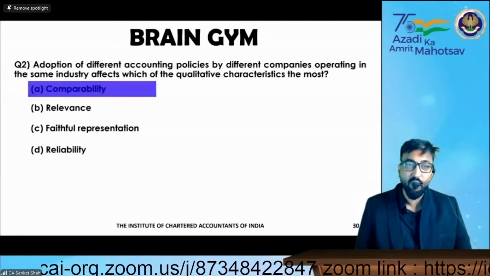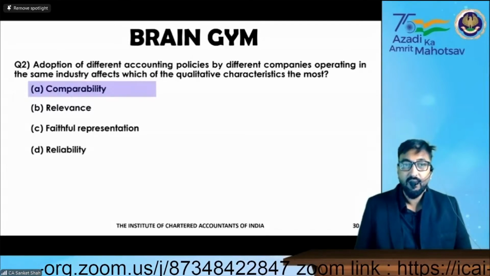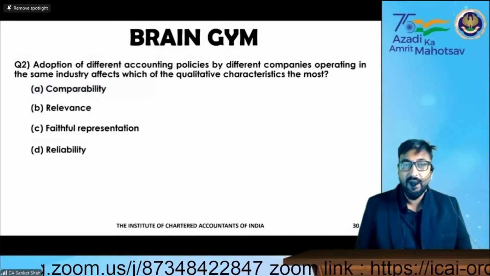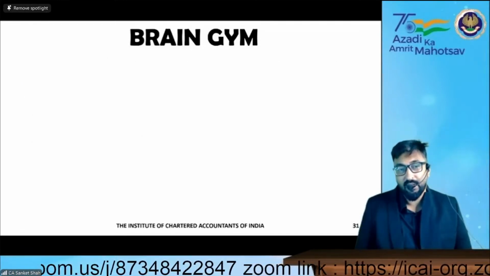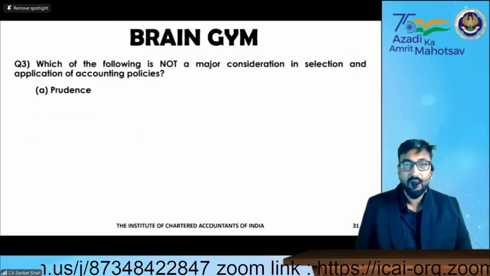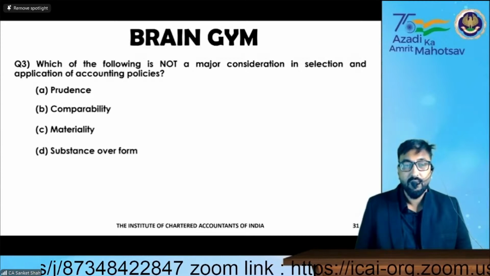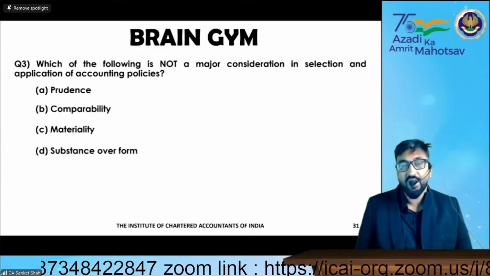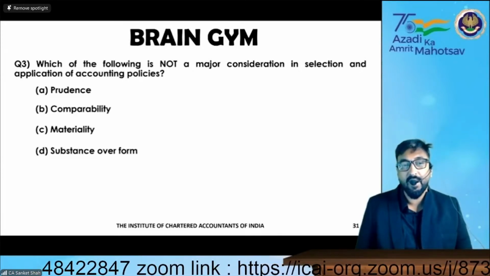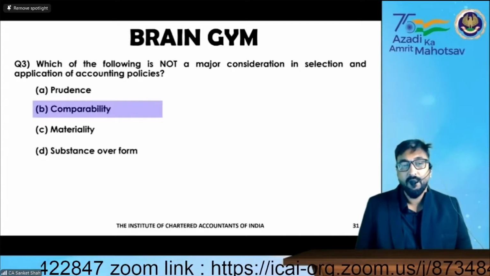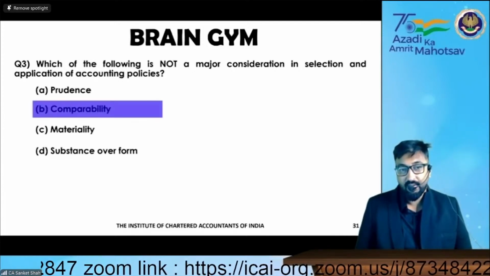Comparison is possible. We already did that. Same industries, comparison is possible. Prudence, selection of accounting policy, prudence, comparability, materiality, substance over form. Comparability.